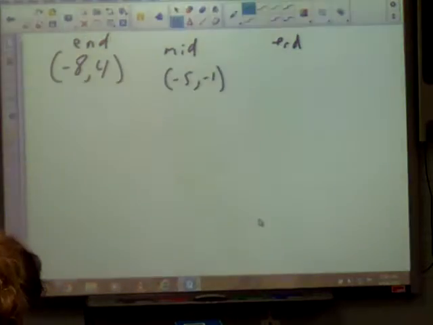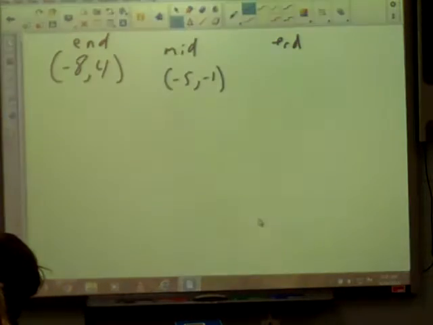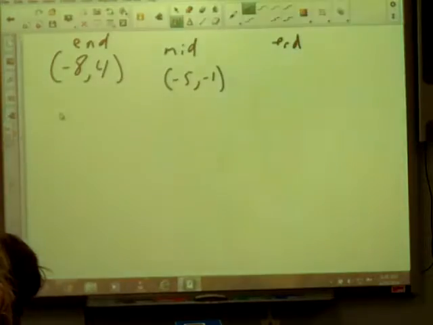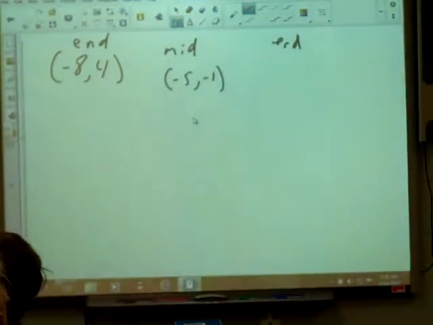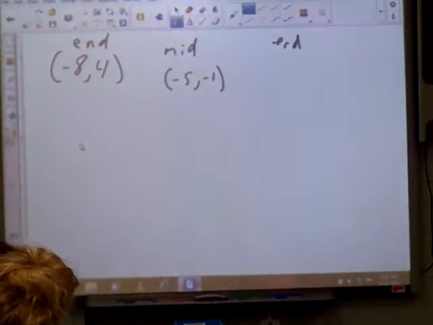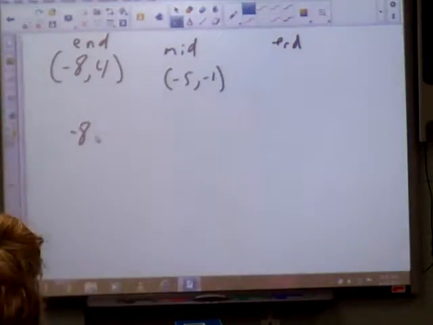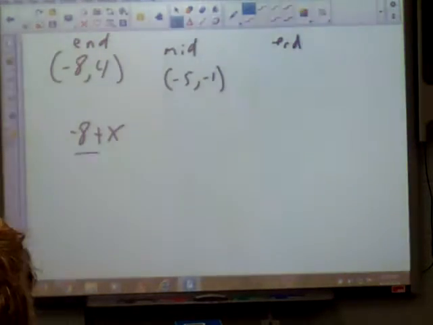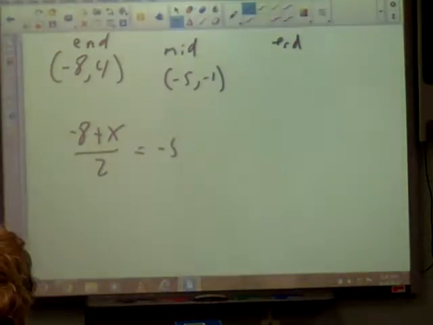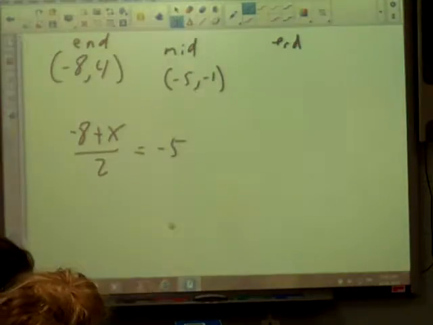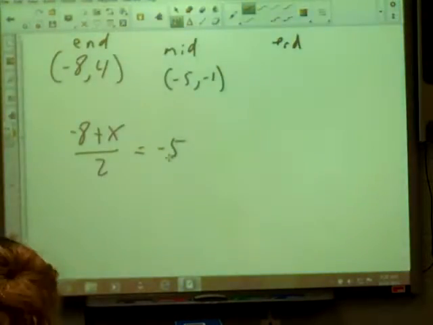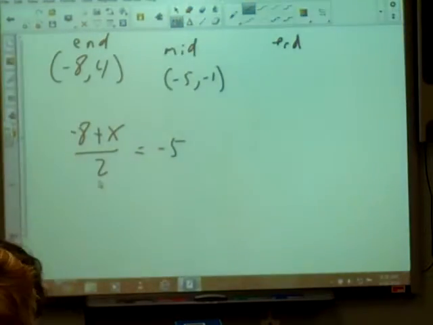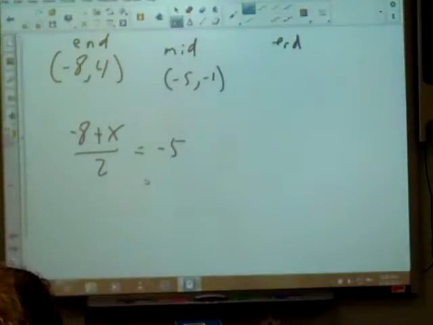Okay, now we could look at the graph and figure it out the way we did last time. But I know if I look at just the x's, I have to do -8 plus some x, half of that, and it's got to equal -5. Everybody see what we did? Because my -5 is in the midpoint spot. So if this is being divided by 2, how can I undo that division by 2?